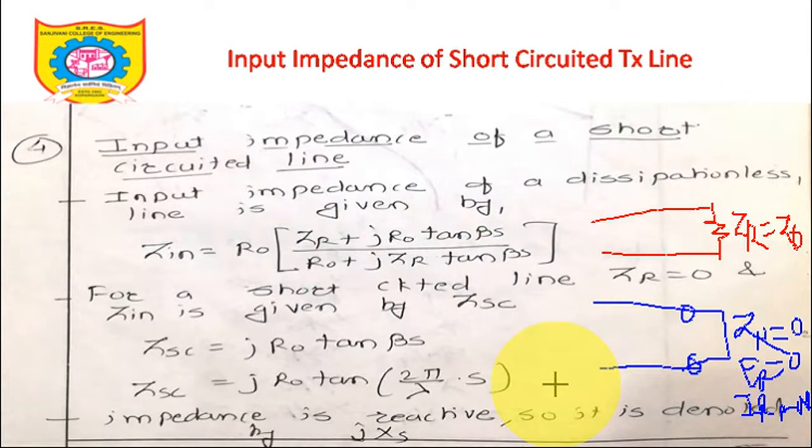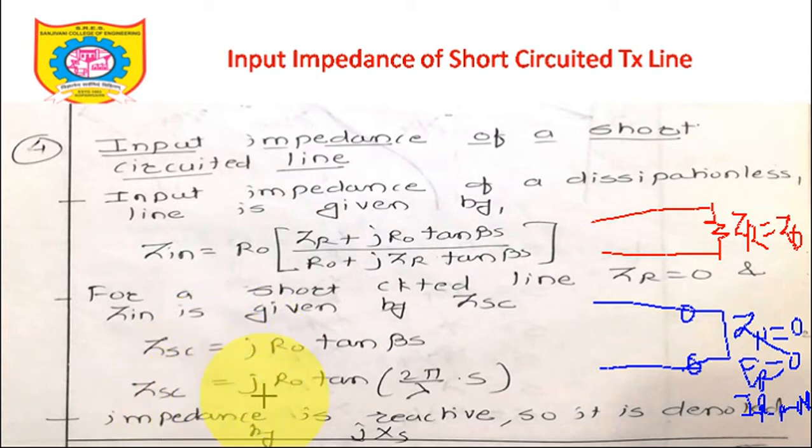Now for a short circuited line, we know ZR is equal to 0, and if I put ZR equal to 0 in this expression, what will I get? ZSC, the input impedance of the short circuit line with the suffix s. The input impedance of the short circuit line ZSC is equal to jR0 tan βs, because ZR is 0 and R0 gets cancelled, so I am left with jR0 tan βs. Is it okay? So this is the input impedance of the short circuited line.